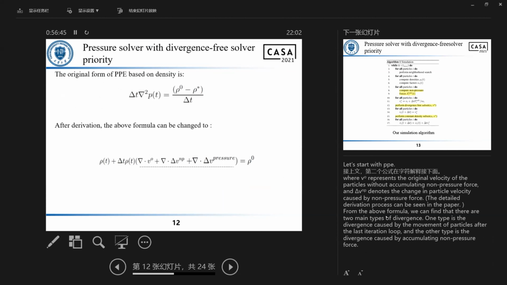Let's start with PPE. The original form of PPE based on density is this, where v 0 represents the original velocity of the particles without accumulating non-pressure force, and delta v NP denotes the change in particle velocity caused by non-pressure force. The detailed derivation process can be seen in the paper. From the above formula, we can find that there are two main types of divergence. One type is the divergence caused by the movement of particles after the last iteration loop, and the other type is the divergence caused by accumulating non-pressure force.